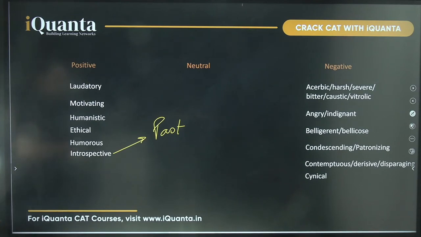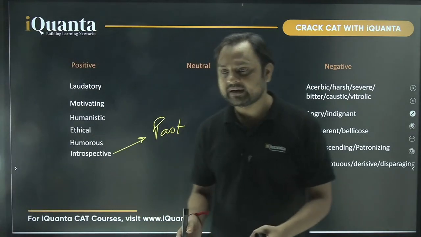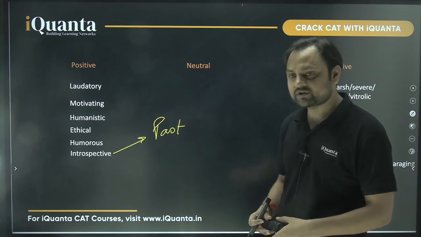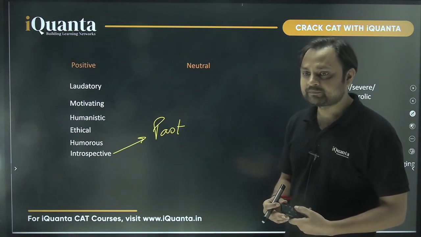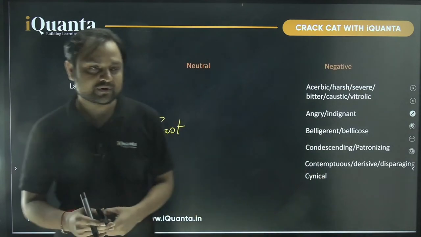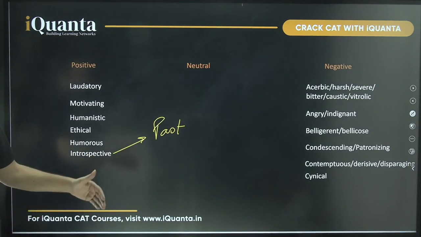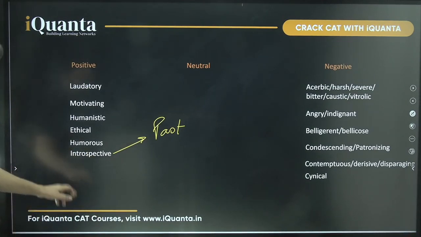Had I gone for this, life would have been different. So this kind of writing is called introspective. Yes, introspection is a positive thing. So your marks in mocks are not increasing, and you are constantly stuck at 40 percentile, 60 percentile. Then suddenly you need to introspect.